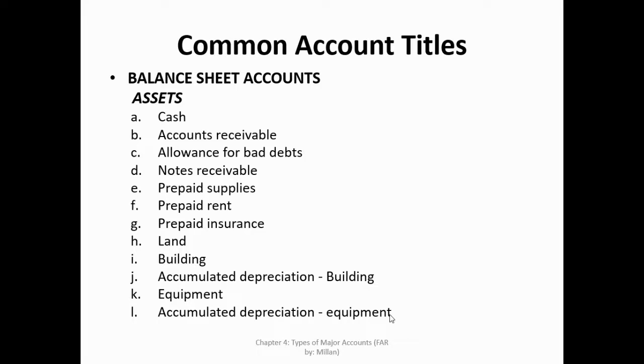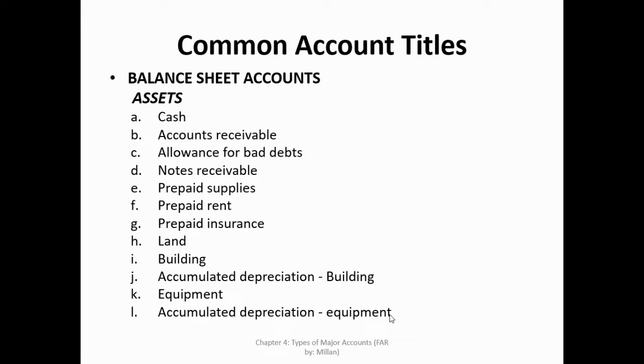Next is the notes receivable. It is a receivable supported by written or formal promises to pay in the form of promissory notes. So kung oral or informal promises to pay, it is called accounts receivable. But if it is supported by written or formal promises to pay in the form of promissory notes, it is called notes receivable. Next is the inventory.